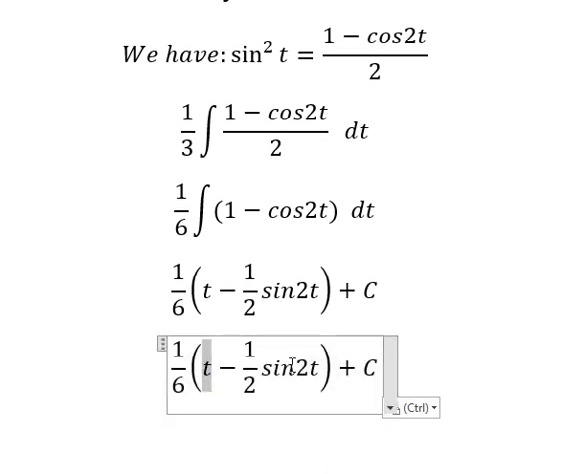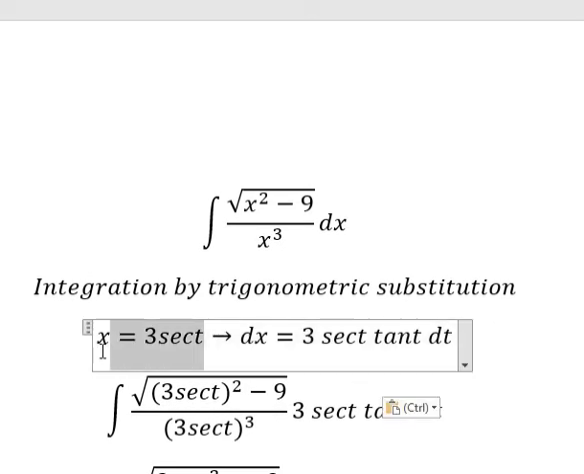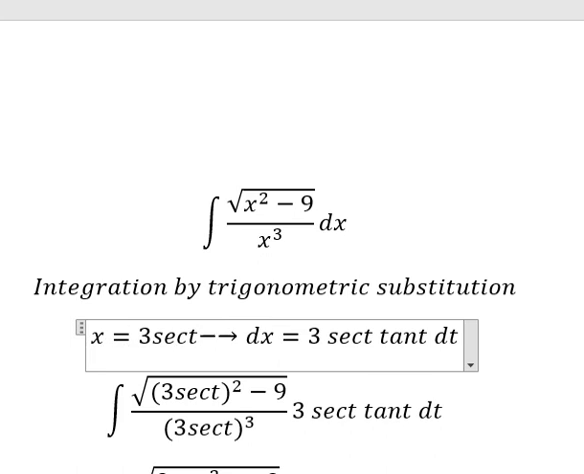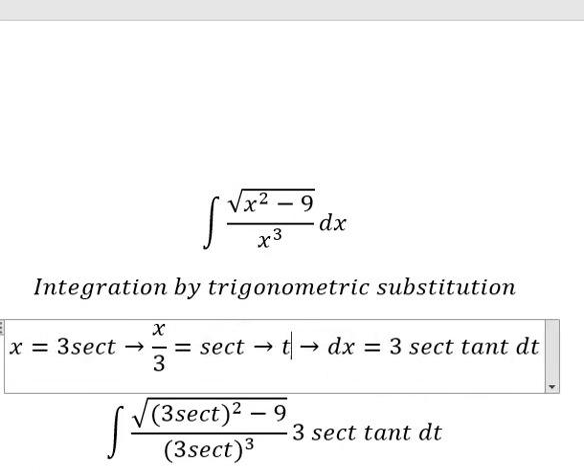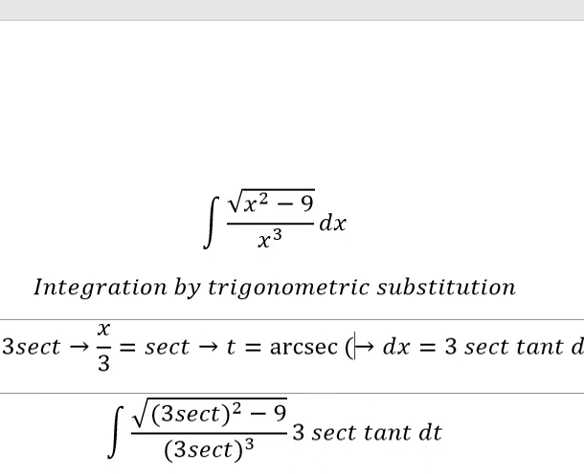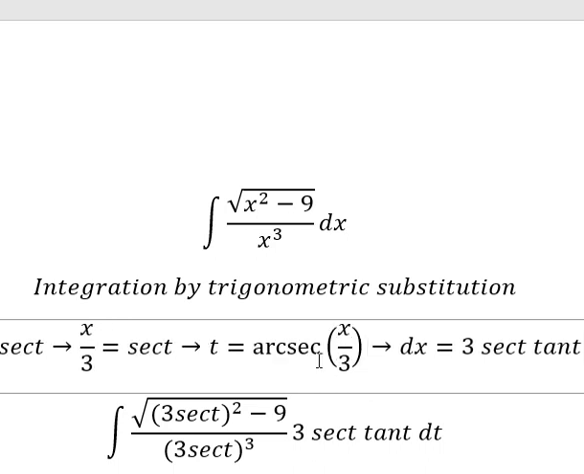About t, that is about this one. So we divide both sides by 3. And we have t equal to arcsecant of s over 3. So I will put this one to change for t.